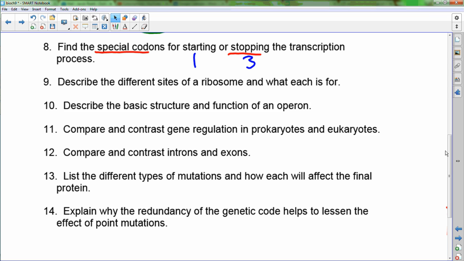Number 9 says describe the different sites of a ribosome and what each is for. Okay. So we talked about the different sites. To help you remember it, it's spelled backwards.